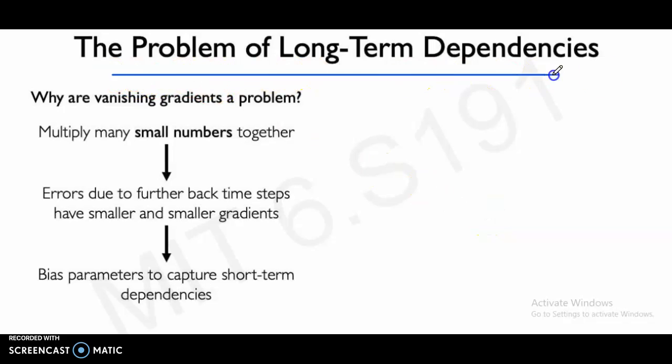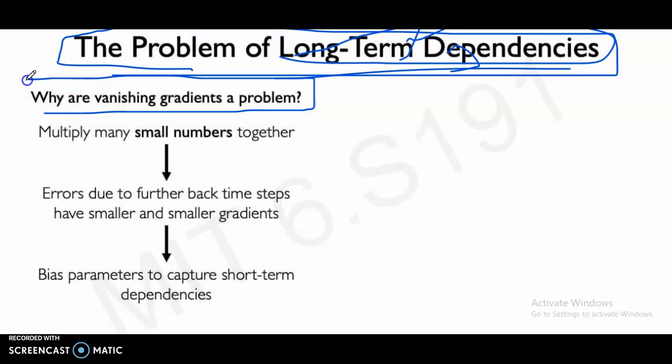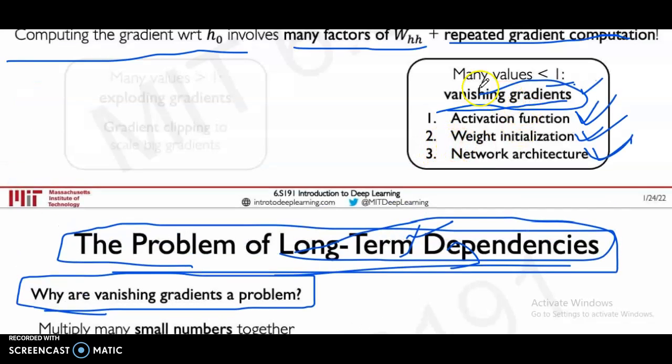The problem of long-term dependencies. What is the long-term dependency? What is the problem for long-term dependency? Dependency is there, but long term. Why are vanishing gradients a problem? Why is it a problem?